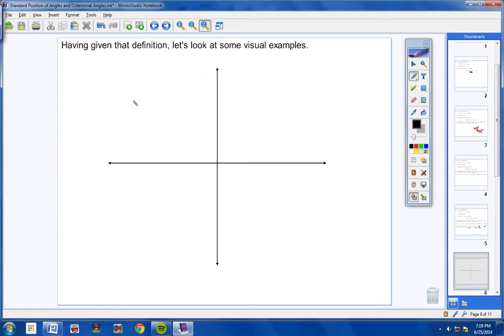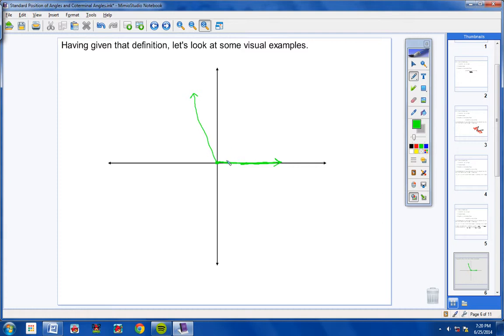Now, having said that, having given that definition, let's look at some visual examples. So probably in your notes, you're going to want to draw, I don't know, 2, 3, 4 of these coordinate planes like this, so we can put some different angles on each one. Okay? So here's an example of an angle that is in standard position. My initial side is right here, and we'll say my terminal side, even though I'm not drawing it very well, let's try it like this.